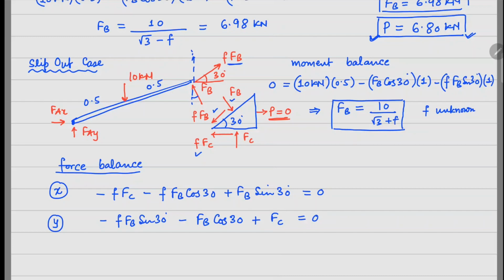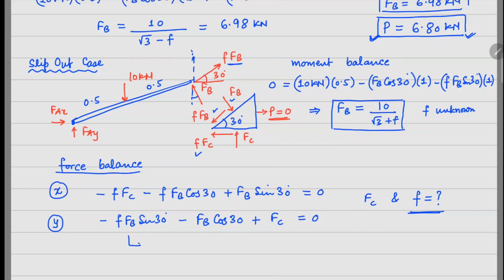So now there are these two equations. From these two we can solve for FC, and more importantly we can solve for the value of F, and this will be the limiting value of F for which the slip out will happen. Okay, so if your friction is less than that value, then slip out will happen. If friction is more than that, then your slip out will not happen.